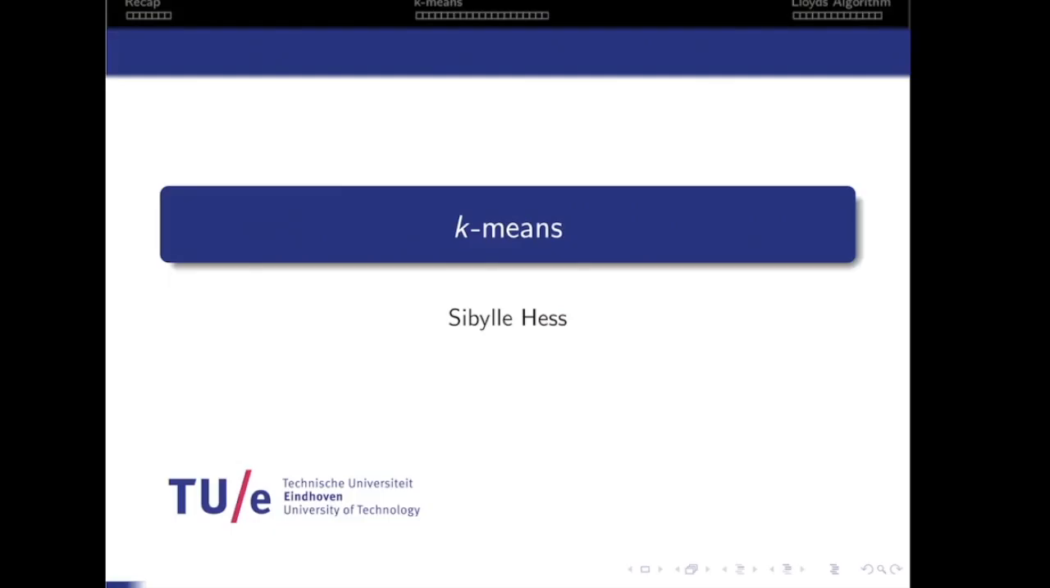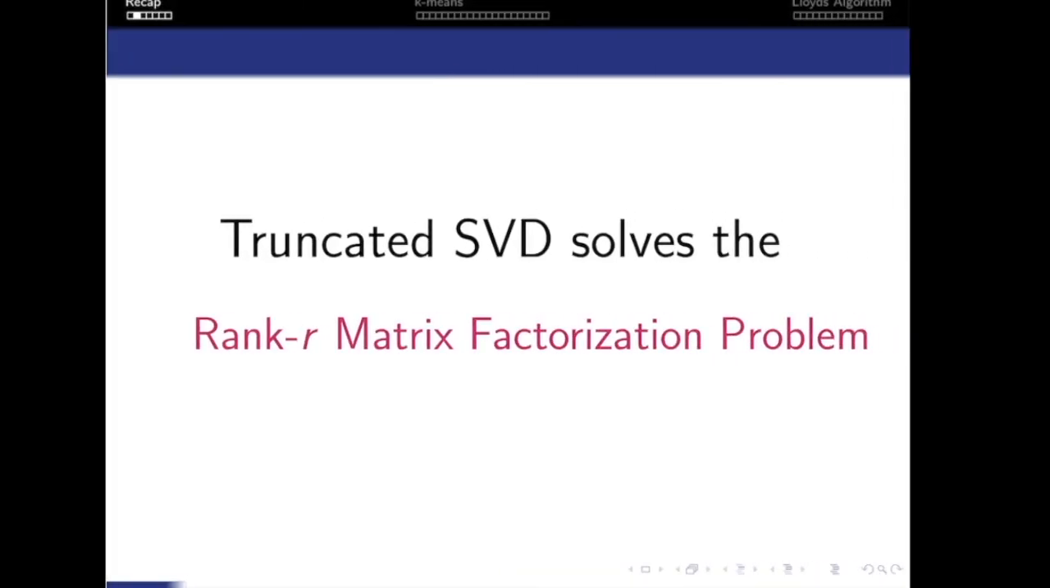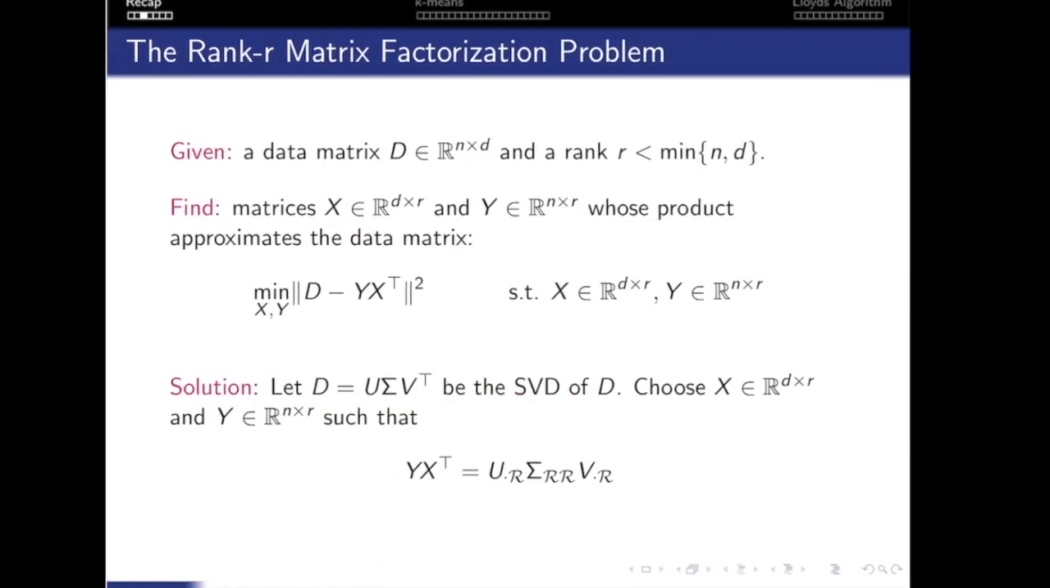First, let's have a little recap about what we did in the last lecture, because SVD and truncated SVD and the matrix factorization problem are actually quite related to k-means. Last lecture we have seen that truncated SVD solves the rank R matrix factorization problem. And what was the rank R matrix factorization problem?